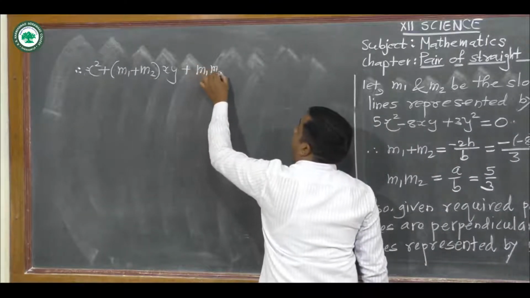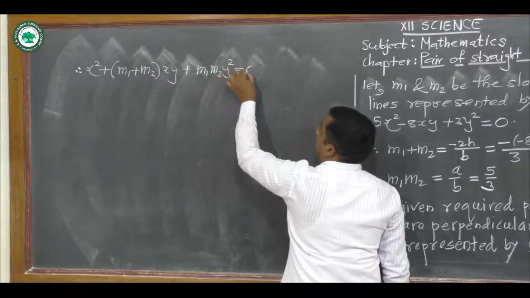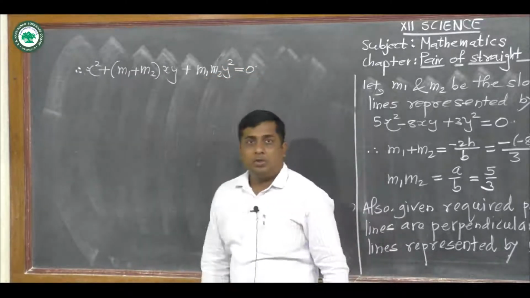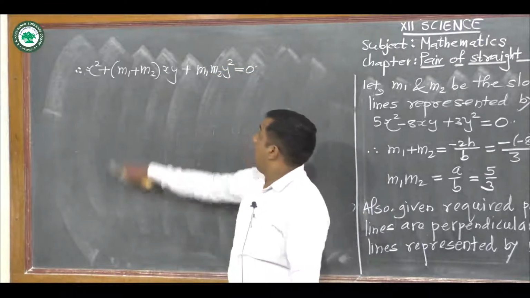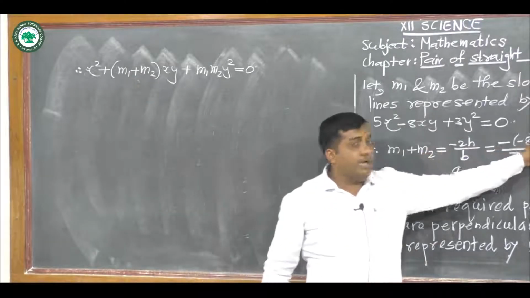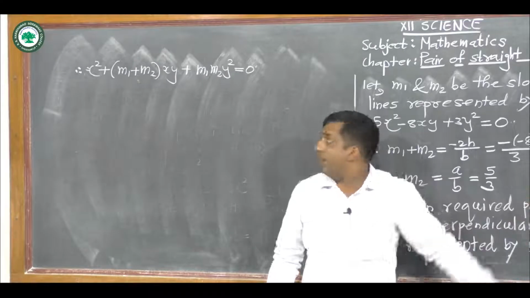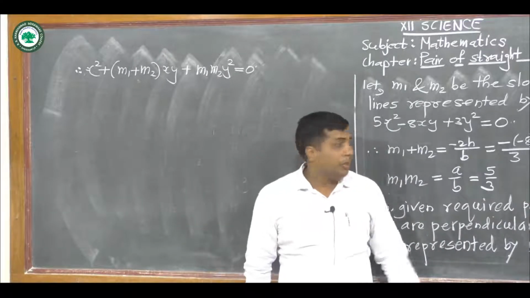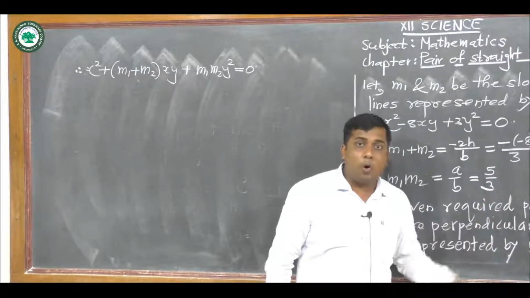m1 m2 y square is equal to 0. Now here we know m1 plus m2 is 8 upon 3. Then we know m1 m2 is 5 upon 3.